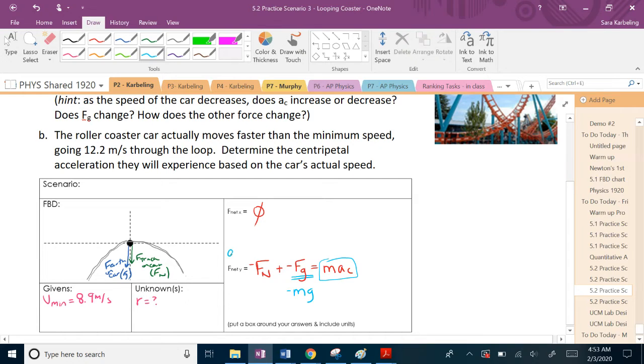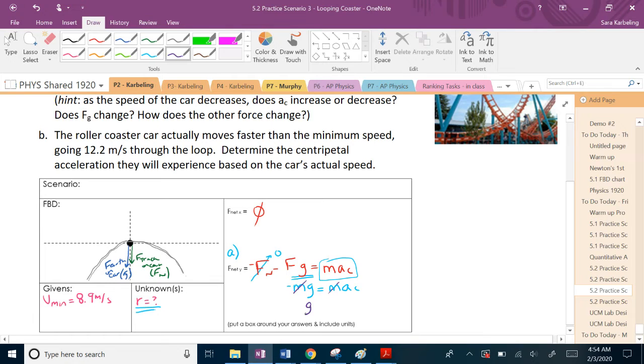So for part A, to get to that minimum speed, the normal force is going to go to 0. A little bit funny, but that's just to find that minimum. So the minimum centripetal acceleration will be when the force of gravity is the only force acting. So we've got m g equals m times a sub c. You can see that the masses are going to cancel, which is nice. That means that no matter how big or small you are, how big or small the car is, the radius isn't going to be dependent on it.